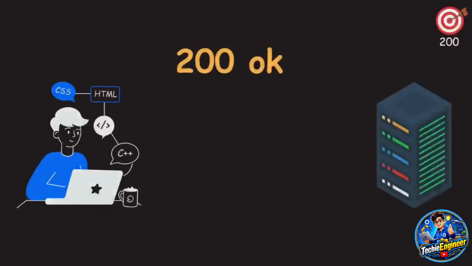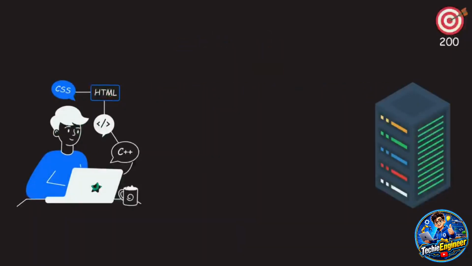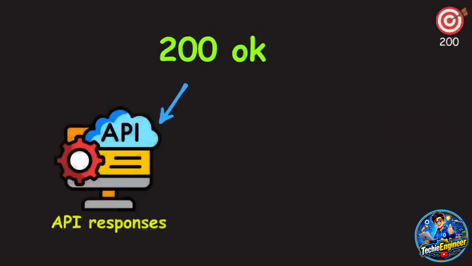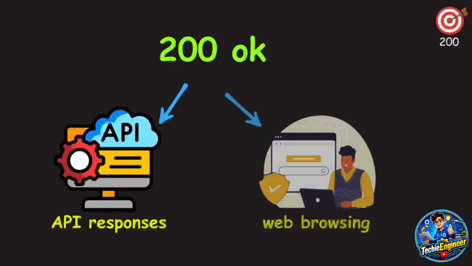200. 200 is the gold standard. This is what you want to see every single time. Your GET request has been fulfilled, and the server is returning the requested data. 200 is the most common success code you'll see in API responses and web browsing.